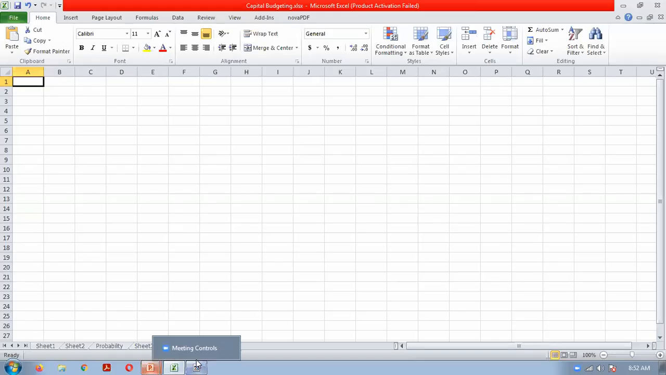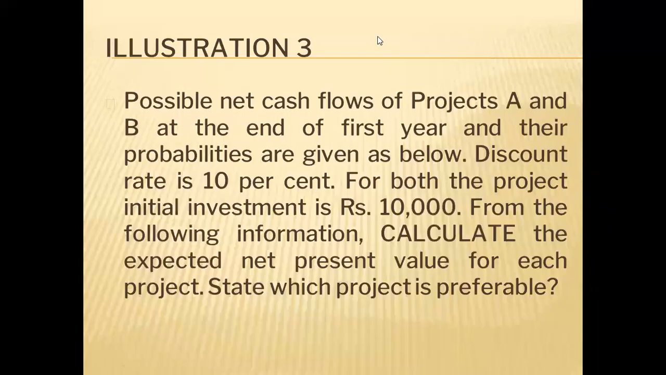What we will do, we will now only discuss it. So see here, two projects are there, project A and project B, and only 1 year is there in this illustration, and the discount rate is 10%. Initial investment for both the projects is 10,000. Okay, so now how can we calculate?